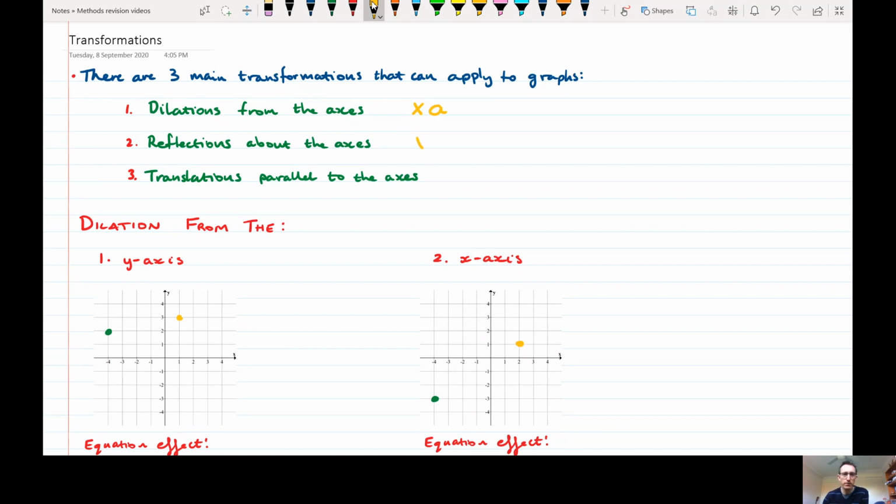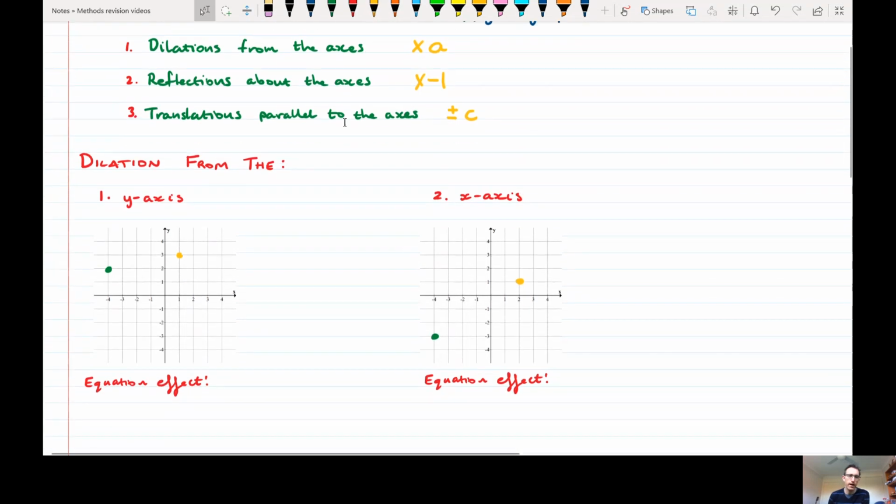The reflections are where you multiply the X or the Y value by -1. So it changes the value, but only in terms of the symbol. And again, that will change depending which axis you're going along. And the translations are parallel to axes, and that is where you add or subtract some value, C, D, whatever letter you see in equations. Usually it's C for horizontal and D for vertical, but some value is being added or subtracted to or from the X and Y values, depending which way we're going. So let's see how it works. Let's look at dilations first.